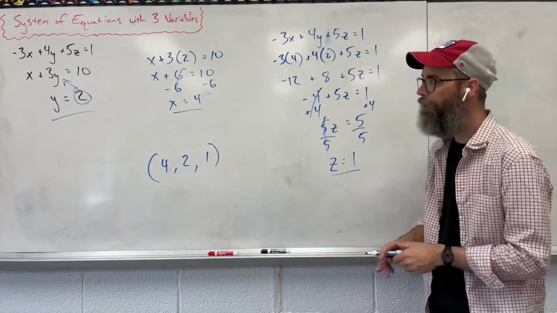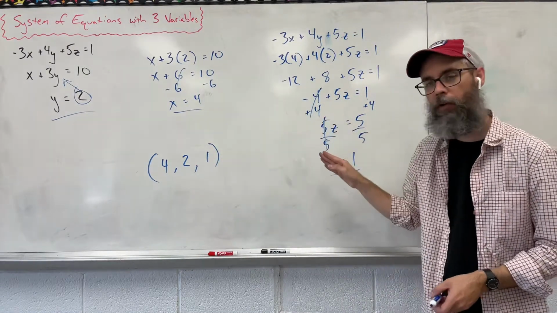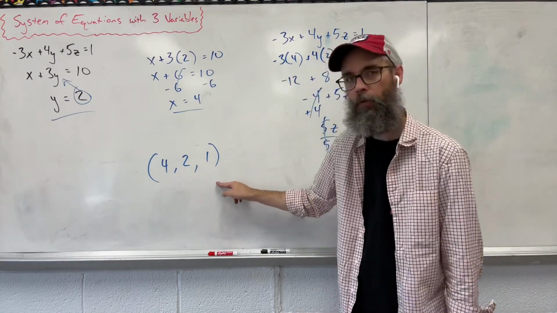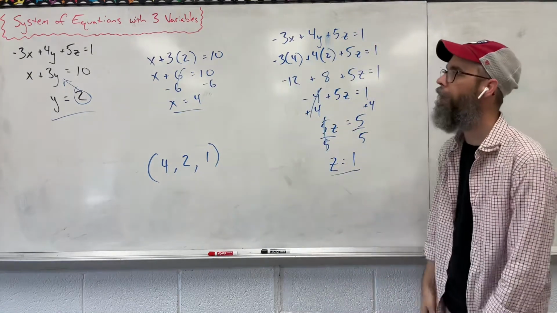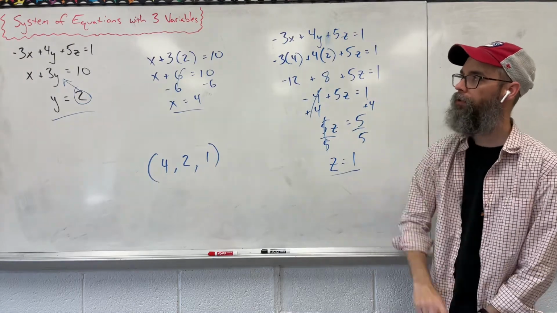And if we happen to have a, b, and c as our variables, you just put it in alphabetical order, a, b, c, if you had that. That is system of equations using three variables.